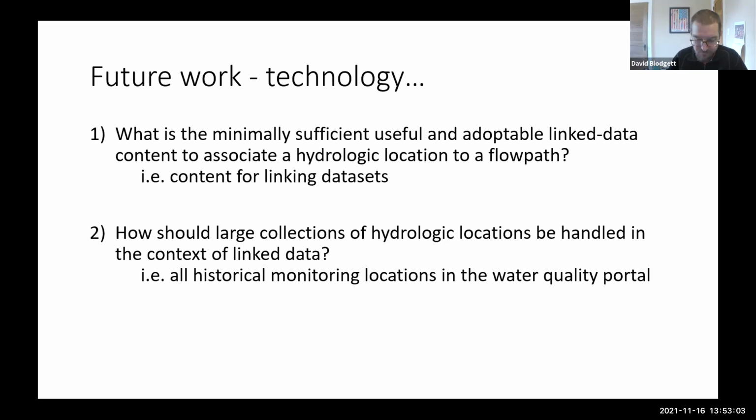And the next one, I colloquially refer to this as the network problem. How should large collections of hydrologic locations be handled for linked data? So this is like when you have 1 million model outlet locations, nobody's going to crawl those on the internet. You need to be able to express those as a collection that can be searched and filtered in some way. How do we want to handle that when in reality, all those features are connected to each other in some way and need to be cross-linked to other data sets in an open way?